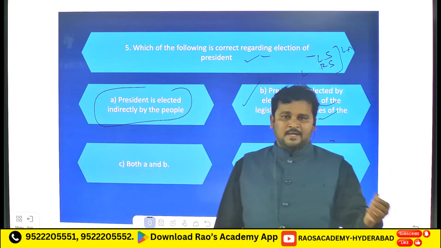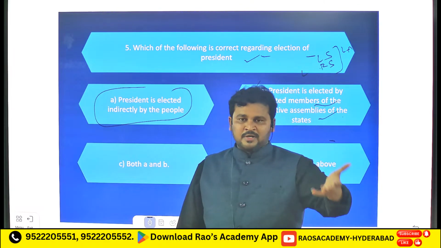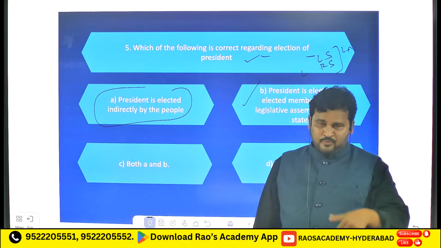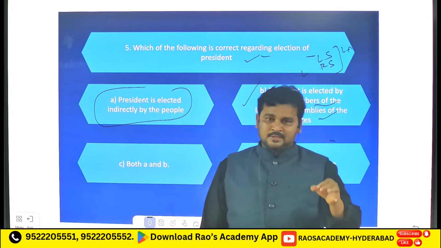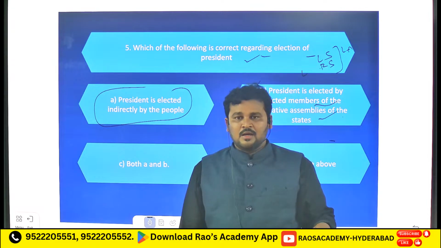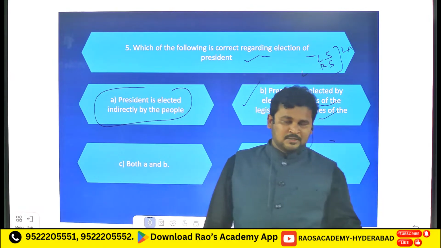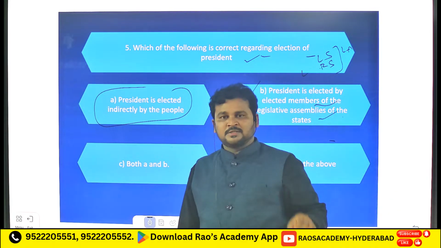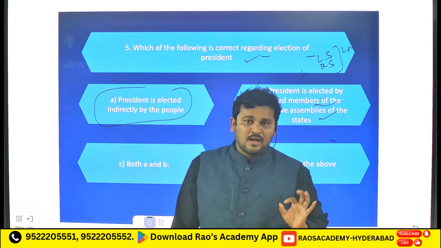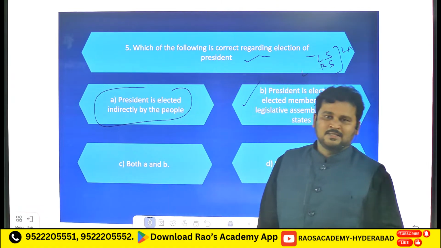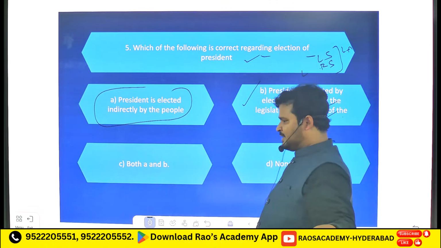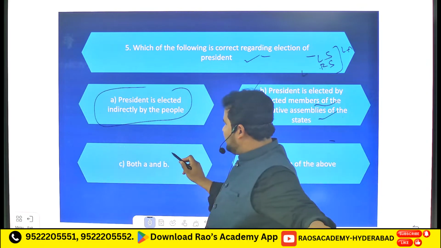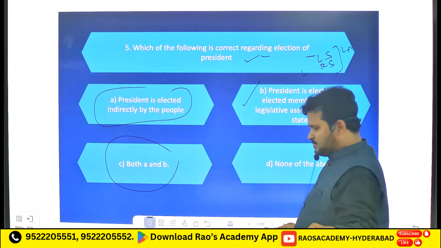If the citizens of India, meaning the voters of India who are more than 18 years old, participate in the election, then that election can be called a direct election. If citizens are not involved, and only the representatives of the citizens participate in the election, then that election can be called an indirect election. Clear? So that is indirect election. Finally we can say that for this question 5, C is the answer.